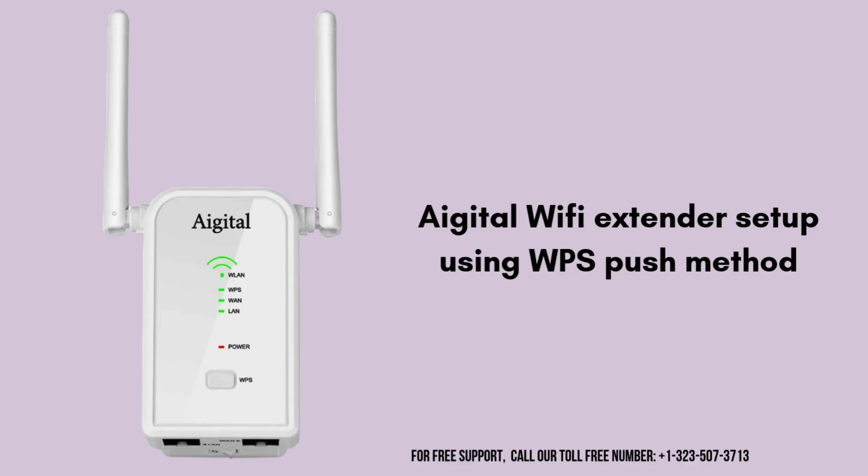So now we will discuss the WPS setup process. WPS, Wi-Fi Protected Setup, is a quick and easy way to connect devices, like a Wi-Fi extender, to your router without typing in a password. You simply press the WPS button on both the router and the extender, and they automatically connect. It's a fast setup option for extending your Wi-Fi. Let's start the setup process now.